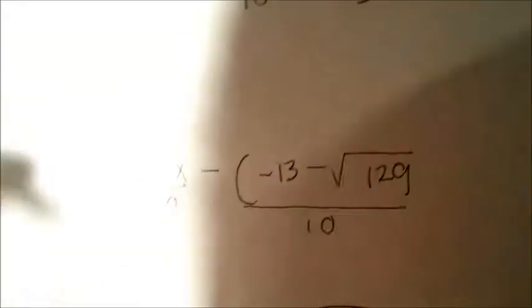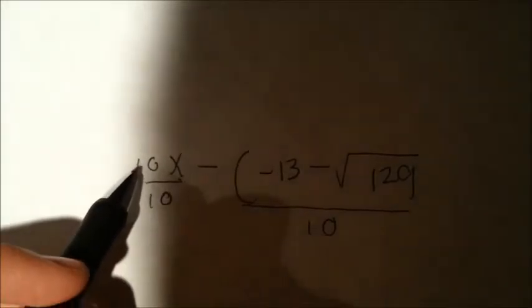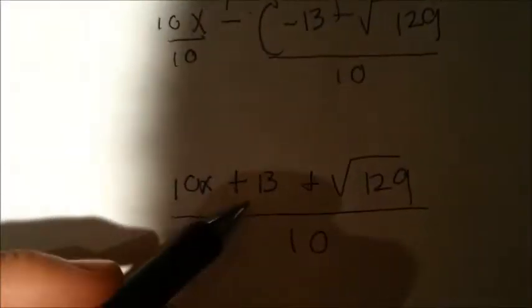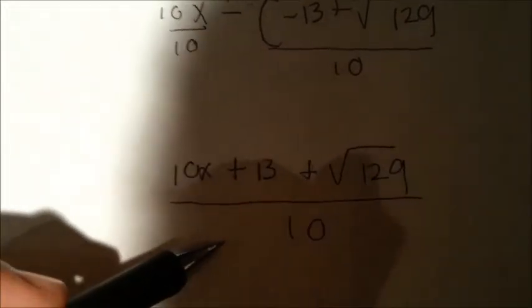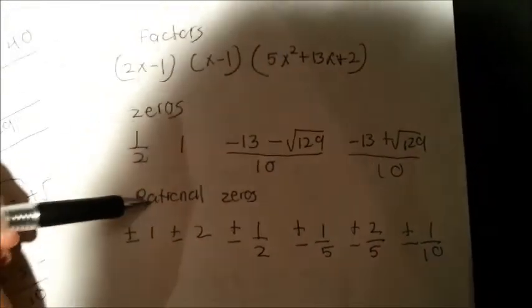We then take the other one, we then multiply the denominator by x, and so we would then apply the negative, and so that would occur, and so we get 10x plus 13 plus square root of 129 over 10. So these would be our factors, our zeros, and our rational zeros.